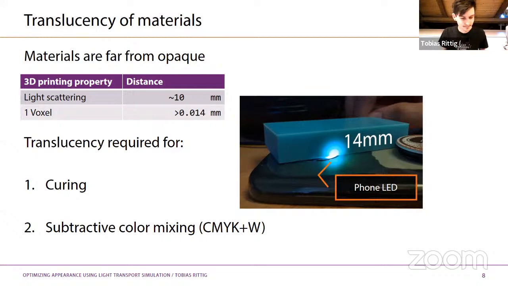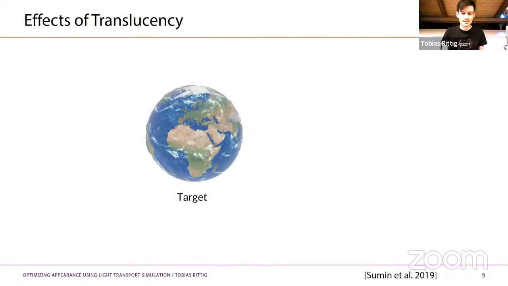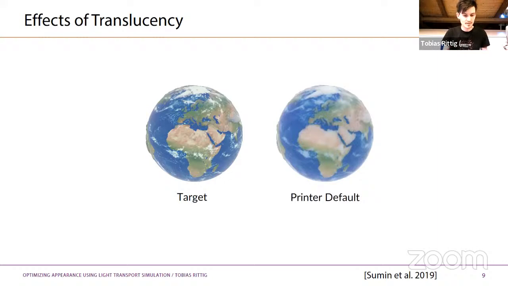Okay, so let's look at how the translucency actually affects our 3D printing. Say we want to print this Earth sphere there, and I'm showing you here on the right side what the default software of a 3D printer comes up with. And this looks really nice at first glance. We see blue, we see green, we see the mountains there with some gray.